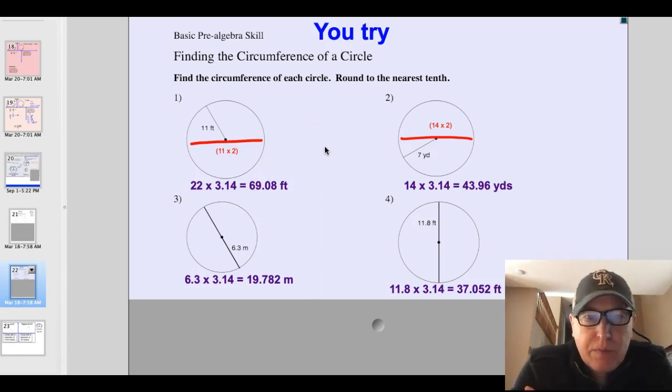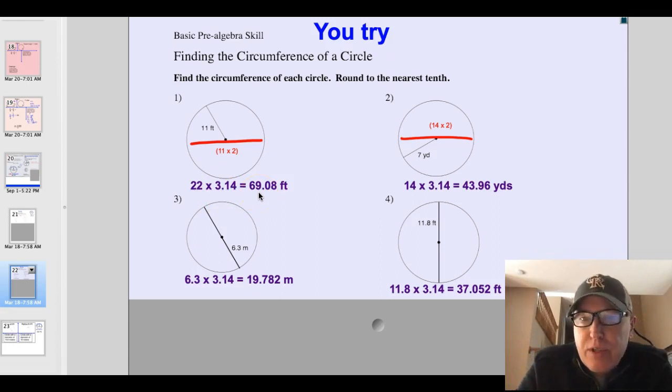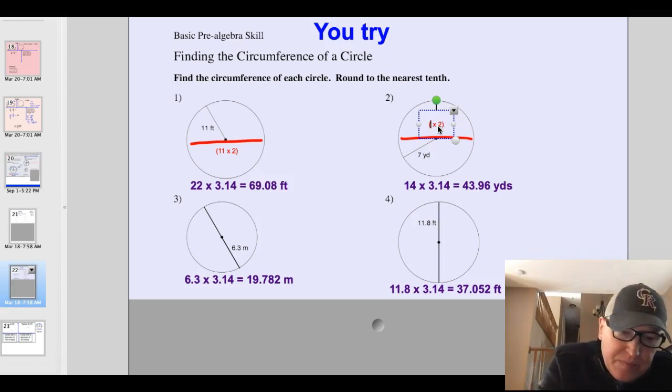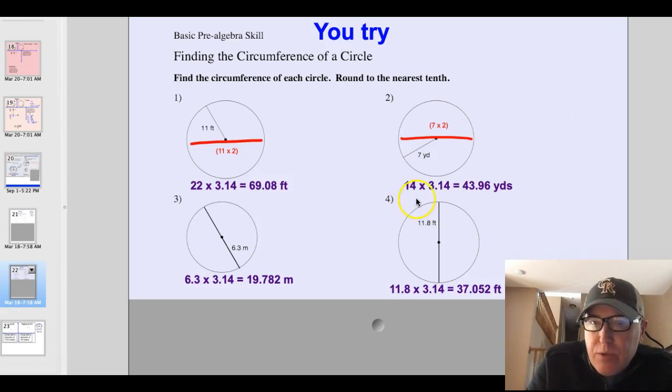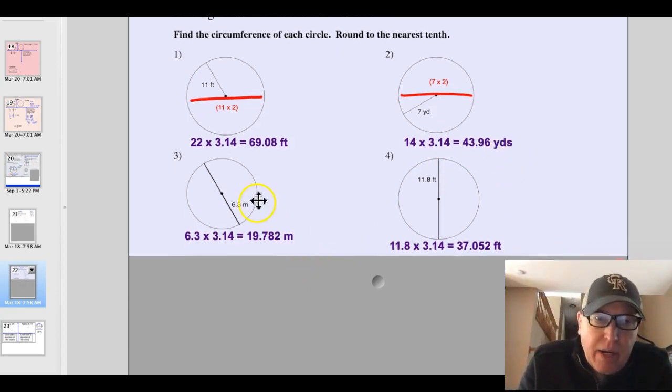Finding the circumference of a circle. This guy right here, we had to find the diameters of these 2. So this one was 11, was the radius. So 11 times 2 is 22. d pi. 22 times 3.14 should add 69.08. This one, same thing. You got a radius of 7. I just take 7 times 2. 7 times 2 is going to give me 14. 14 times 3.14, 43.96 yards.